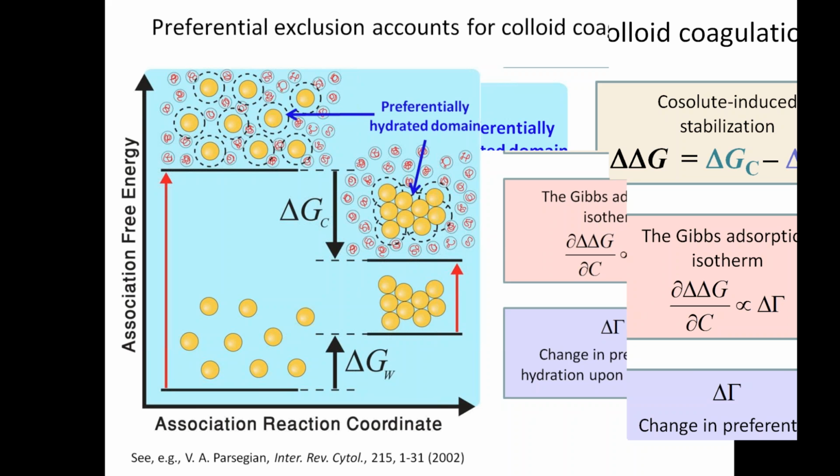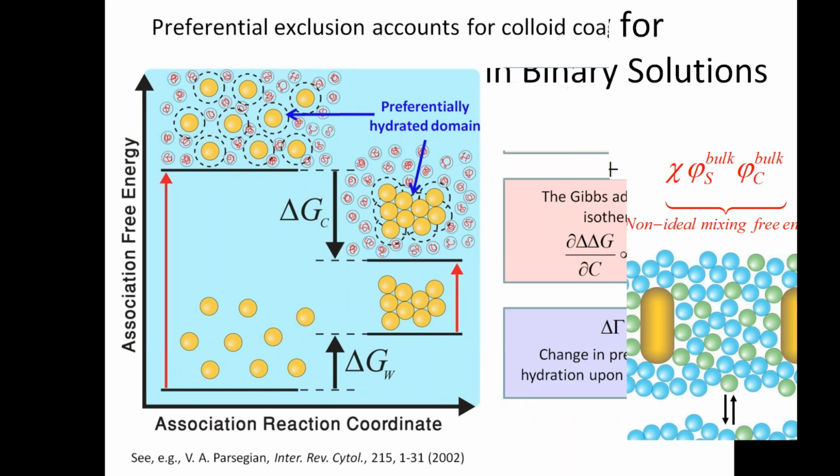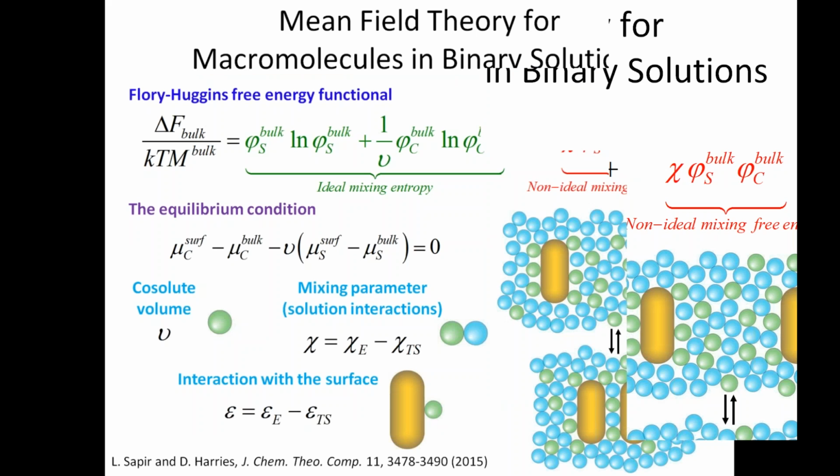And what we are interested in in our group is to understand the molecular mechanism by which cosolutes preferentially interact with macromolecules, specifically proteins, but also with colloids, and change the colloid or macromolecule with temperature. And to follow that question, we developed this mean field theory for macromolecules in binary solutions.